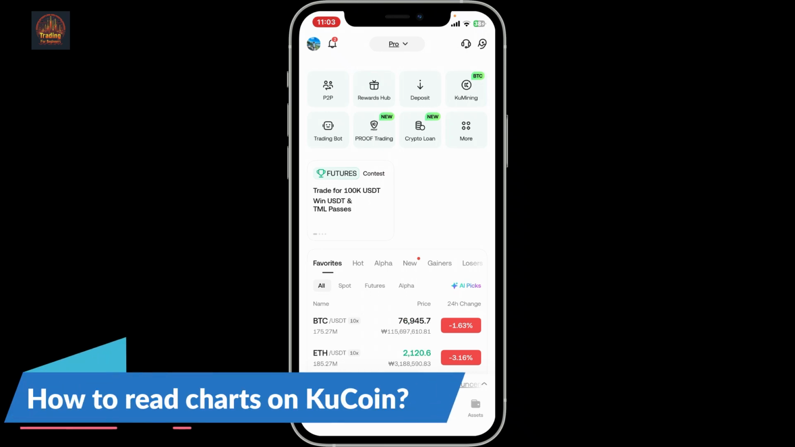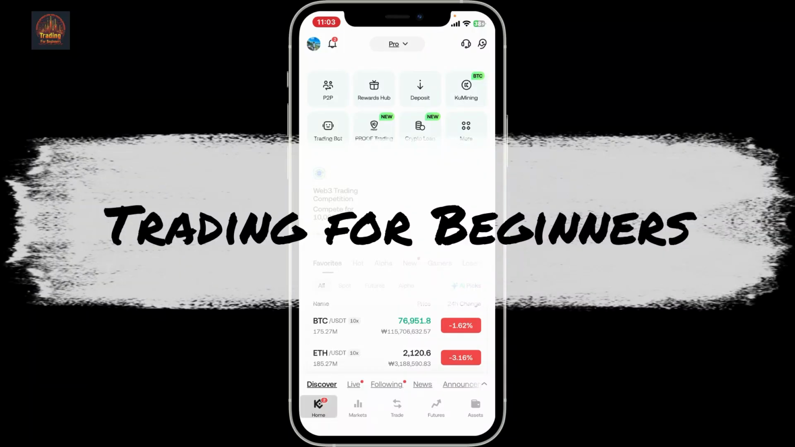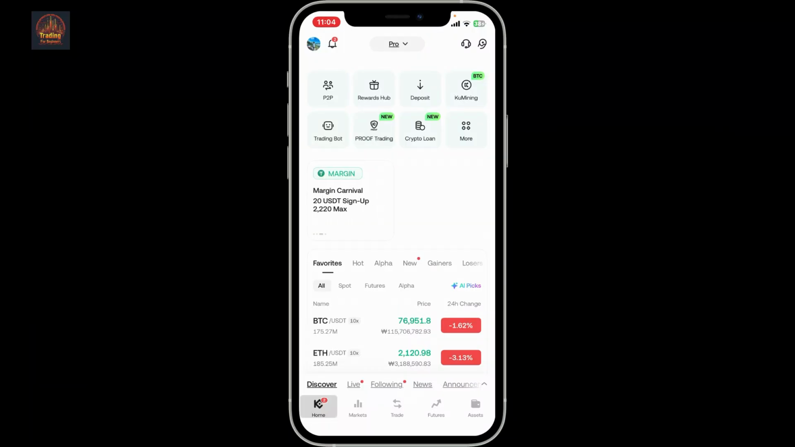How to read charts on KuCoin. Hi everyone, welcome back to Trading for Beginners. Today I'm going to explain how to read charts on KuCoin in a very simple way.